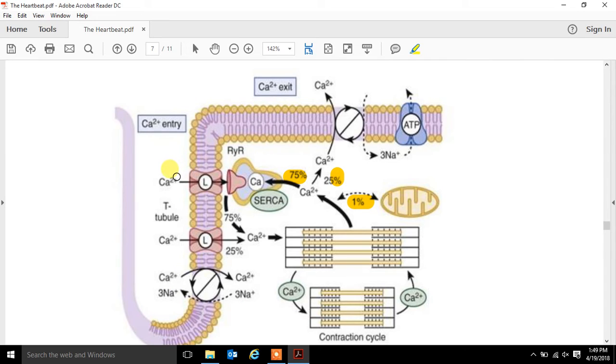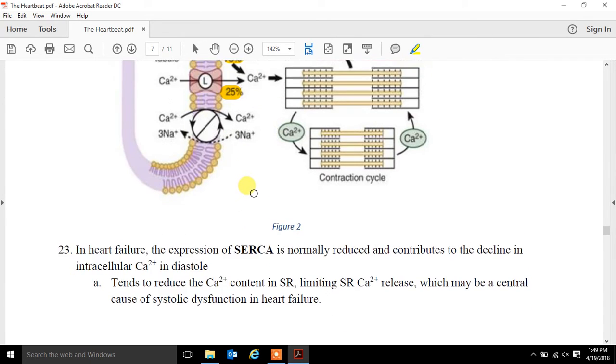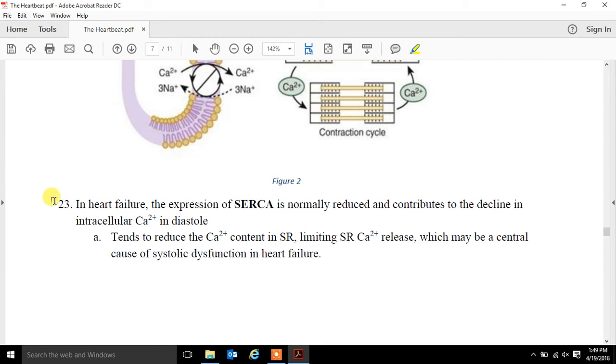And then this also gives you an idea about where this is coming from. Also on release, about 75% from the SR and the L-type, about 25% from other sources. In heart failure, the expression of these SERCAs, so right here, is normally reduced and does contribute to the decline in intracellular calcium in diastole. This results in a reduced calcium content within the SR, limiting the amount that it can be released, and therefore appears to be a central cause of systolic dysfunction within heart failure, or at least HFrEF, which is heart failure with reduced ejection fraction.